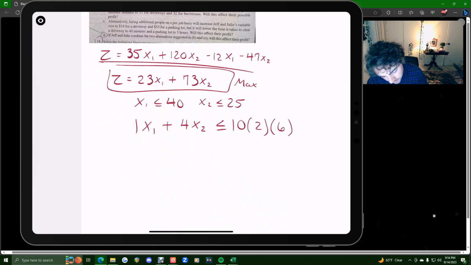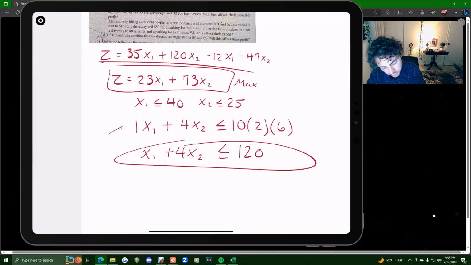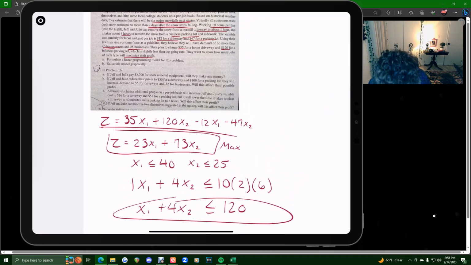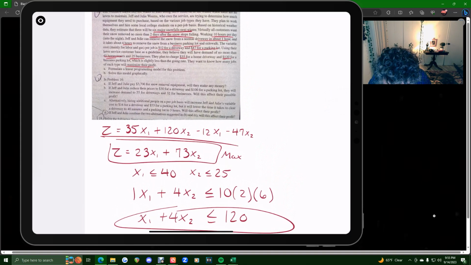And I think that's it. So we multiply all that. 10 times 2 times 6 is 120. So less than or equal to 120, X1 plus 4X2, right? These are the same inequalities, right? Just the second one is simplified. I think that's it. Are we forgetting anything? I don't know. I don't think so.